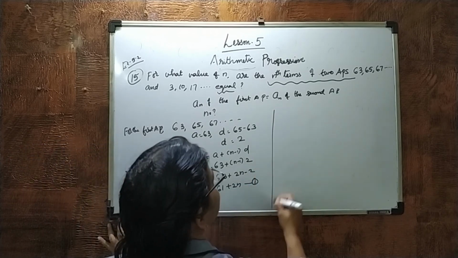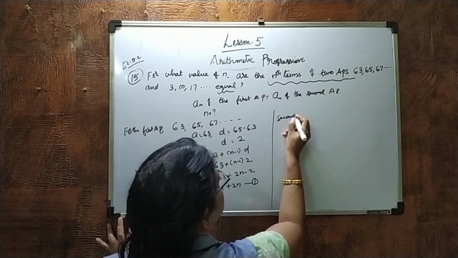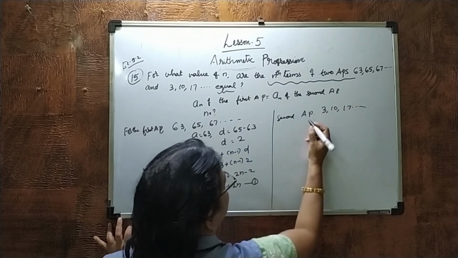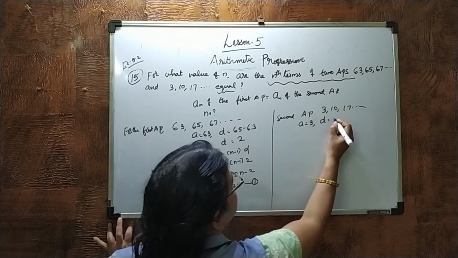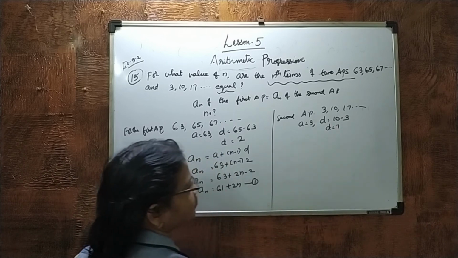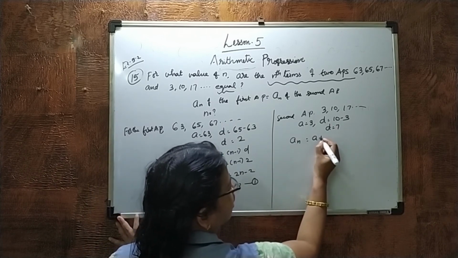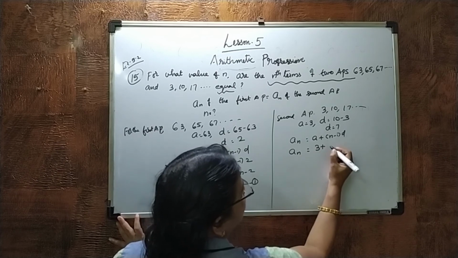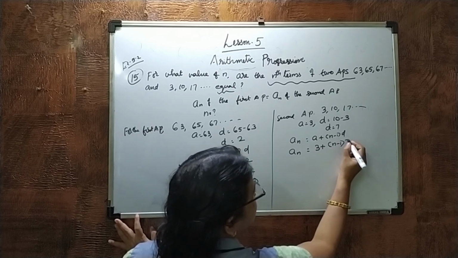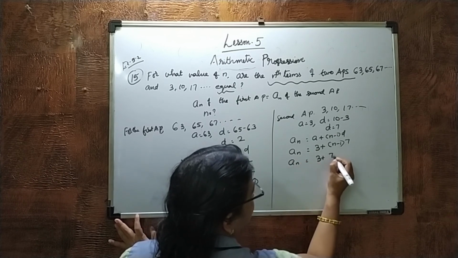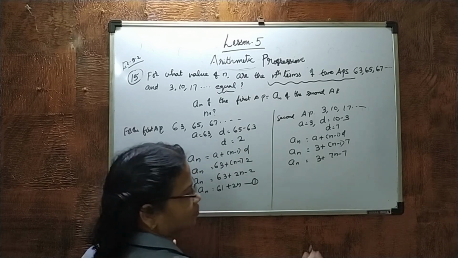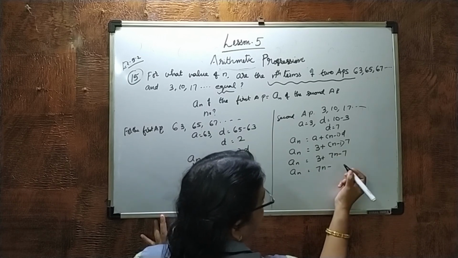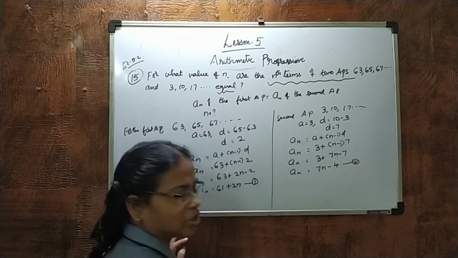Now the second one, the second AP, is 3, 10, 17 etc. So from here we can write a is equal to 3, d is equal to 10 minus 3, d is equal to 7. So the nth term, an, is a plus n minus 1 into d. We have to find an. So an equals a is 3 plus n minus 1, d is 7. So an equals 3 plus 7n minus 7. We are removing the bracket. Then an is equal to 3 minus 7 plus 7n. 3 minus 7 is minus 4. So this will be equation number 2.